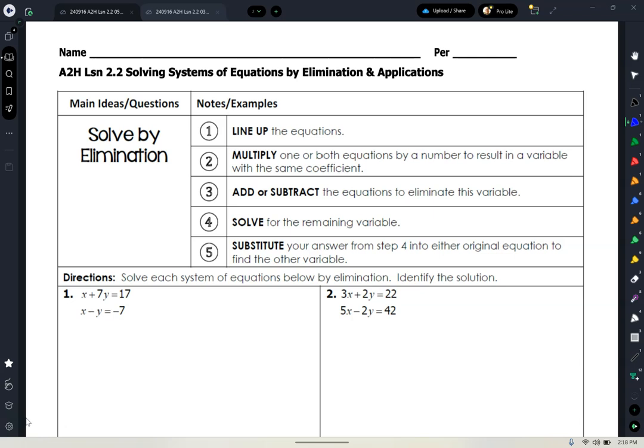So the first thing that I want you to do is line up the equations, and by that I mean vertically. So we're going to line up the equations vertically, okay, and we're going to put the variables in order above each other. So x is above x's, y is above y's, constants above constants, like that. Now, this says multiply one or both equations to get a result in a variable with the same coefficient.